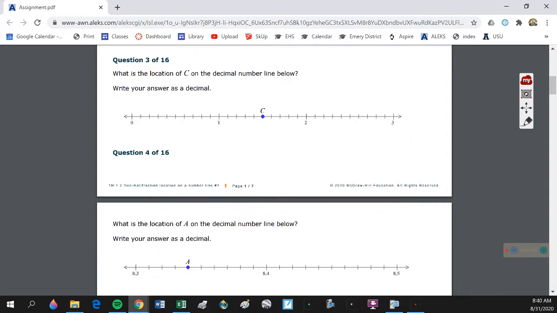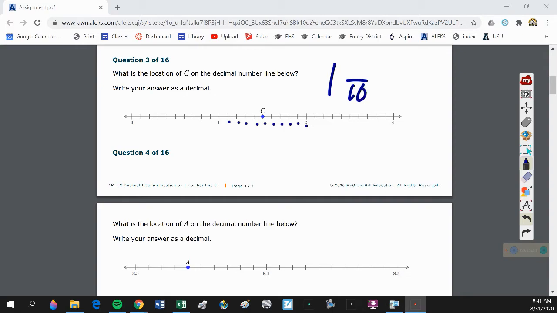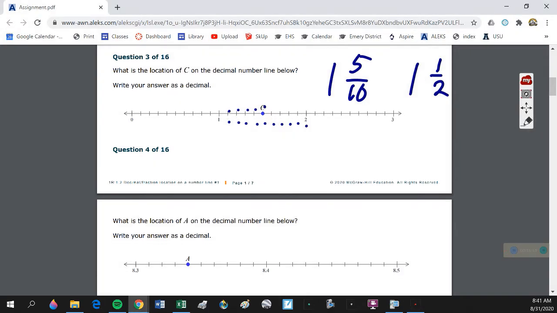Okay. Question 3. What is the location of C? So we count, or well, let's write it out. So it's 1 and 1, 2, 3, 4, 5, 6, 7, 8, 9, 10. And C is in the 1, 2, 3, 4, 5 position. So I'm going to say 1 and 1/2 by simplifying that fraction. We good?